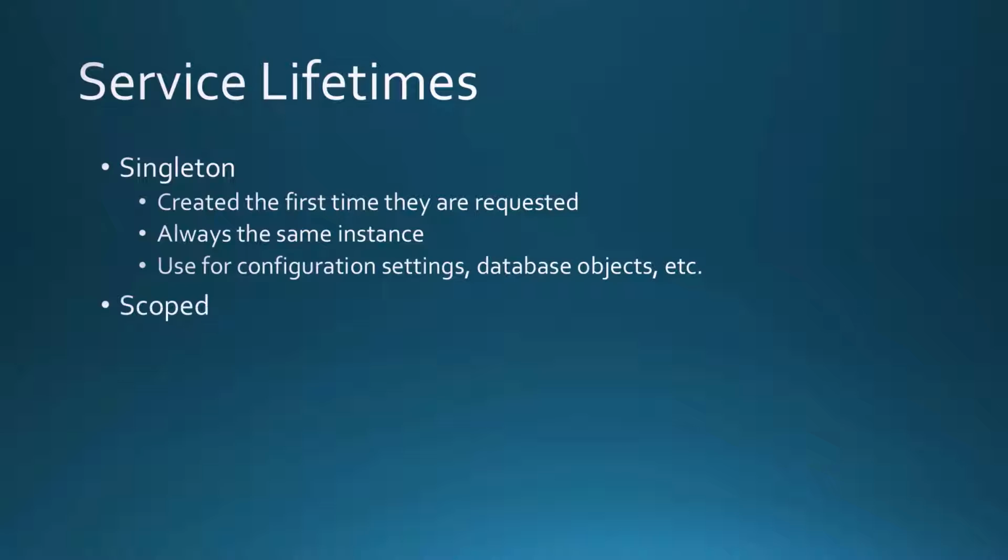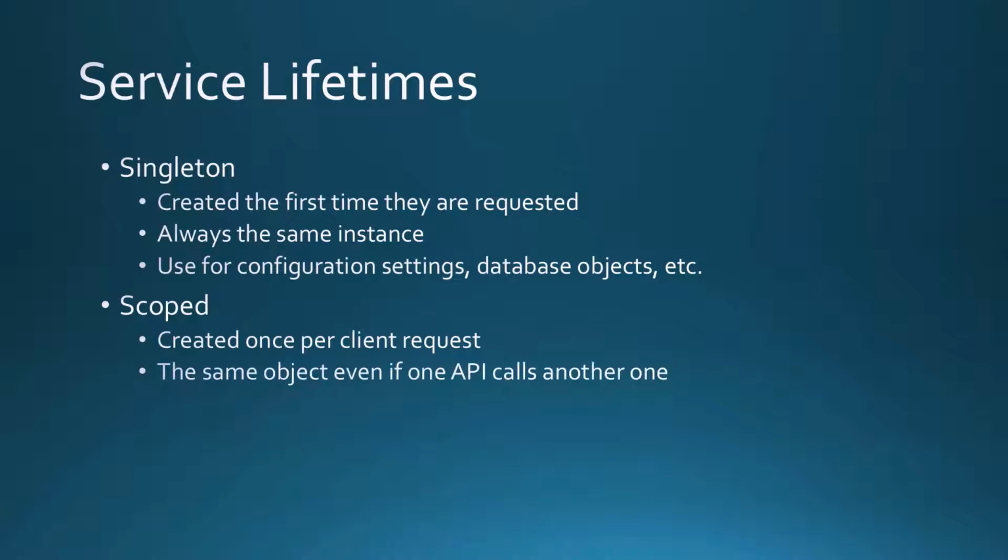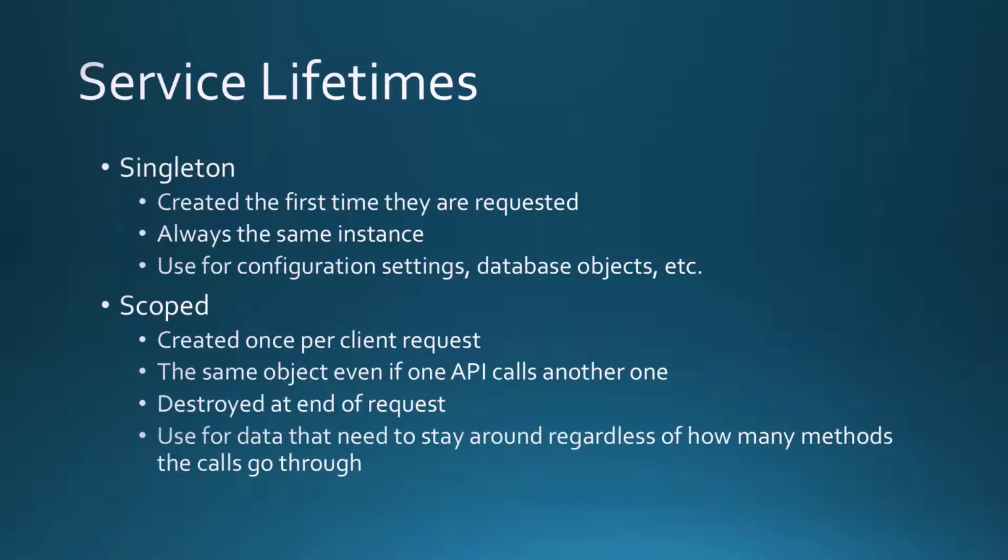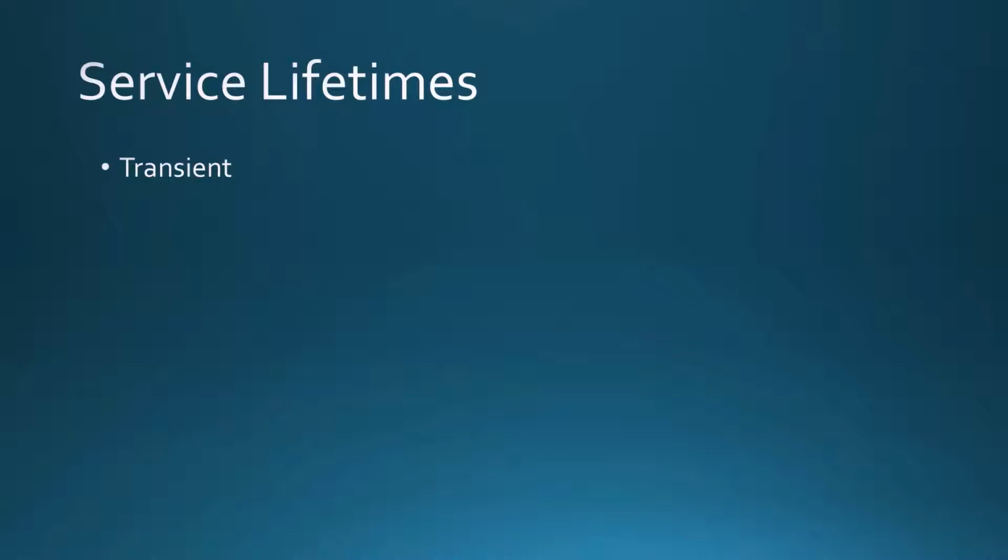We then have a scoped lifetime. This is created once per client request. If a client comes in and requests some sort of object, then that object is going to be used in that map get. But the same object, even if more than one API calls another, it's going to be the same object. It's then destroyed at the end of the client request. So if one API calls another API, we use the same object all the way through. That's scoped. We use this for data that needs to stay around, regardless of how many methods the call goes through.